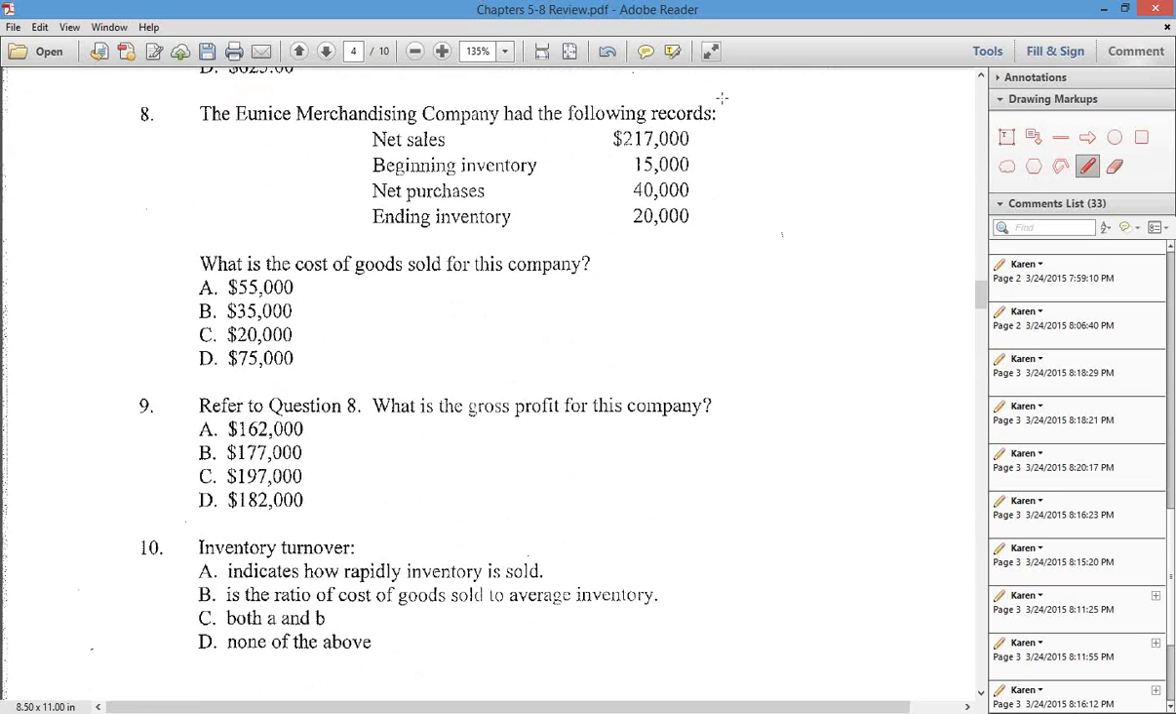Number 8. We're going to refer to this same information for the next 3 questions, for 8, 9, and 10. The Eunice Manufacturing Company had the following records. They had net sales of $217,000, beginning inventory of $15,000, net purchases of $40,000, and ending inventory of $20,000. What is the cost of goods sold for this company?